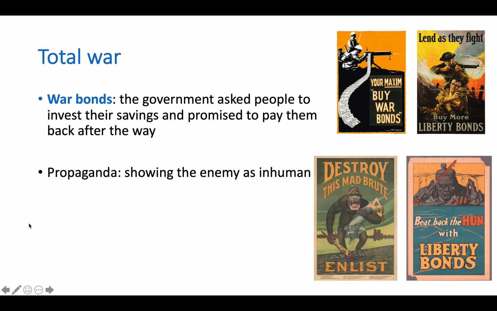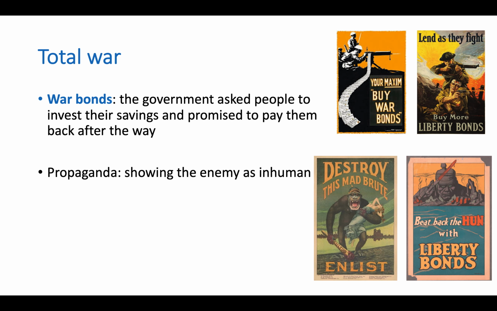And the government used a lot of propaganda to show, for example, here in these pictures, Germans as being inhuman, or in Germany's case, English or French troops as being terrible, inhuman people who had to be killed. So there's a lot of propaganda, and all aspects of people's lives are controlled by the government so that they can continue fighting.